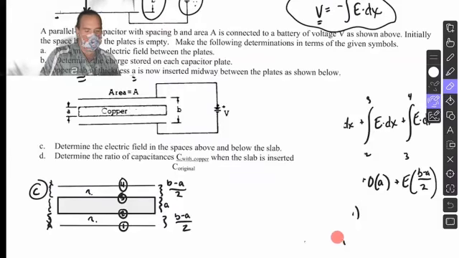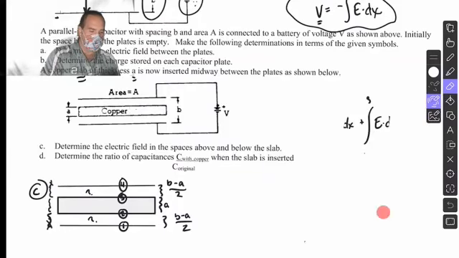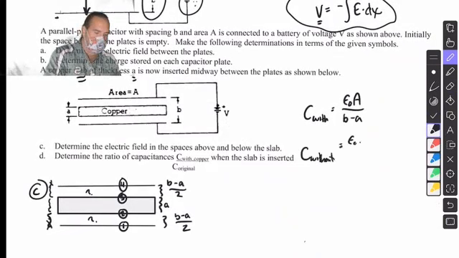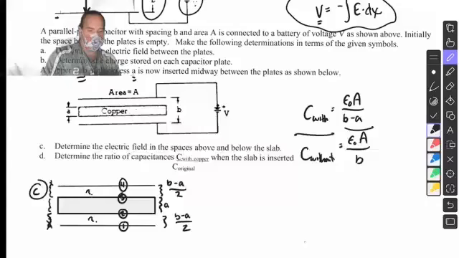We have the added benefit that it's a little easier to do because we have the capacitor with copper. It's going to be epsilon naught A over (B minus A). And the capacitor without is just epsilon naught A over B. And we're looking for the ratio. So the ratio is going to be B over (B minus A).